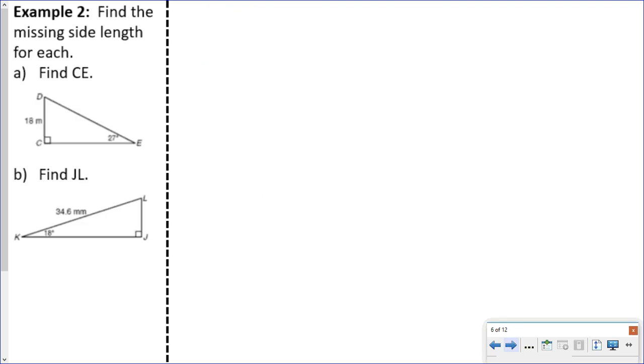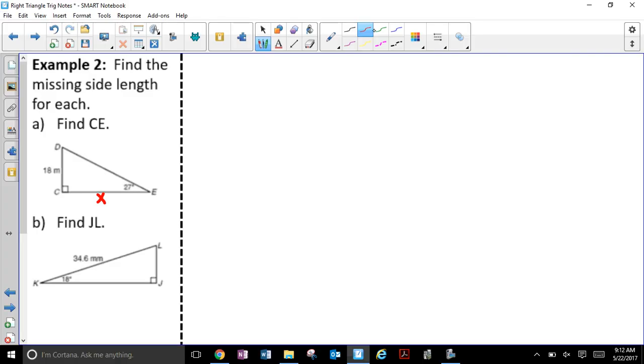All right, example 2, find the missing side length for each. So on letter A, they want us to find CE, which is the length from C to E. So I'm going to make that my X variable, because that's what we're trying to find. Then I say to myself, all right, with respect to this angle 27, 18 is my opposite leg, X is the adjacent leg. So this is how we decide which one we're going to use, because it doesn't tell us anywhere in the directions what to use.